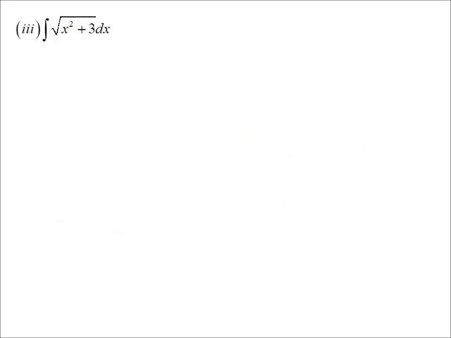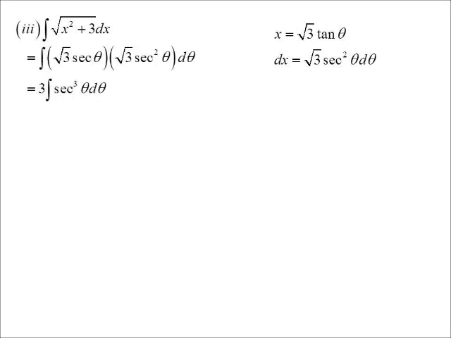The square root of x squared plus 3. Okay, so a squared plus x squared, I'm going to make it root 3 tan theta. So dx is root 3 sec squared theta. So subbing in, the surd is now 3 tan squared plus 3, which is 3 sec squared, but the square root of 3 sec squared is root 3 sec. So I've gone straight to root 3 sec there. dx, root 3 sec squared. I now go 3 times the integral of sec cubed. That's the one we did by parts.